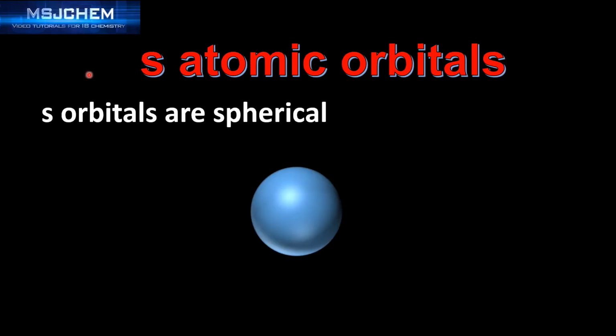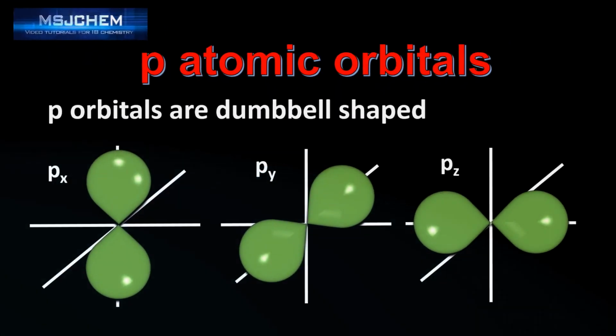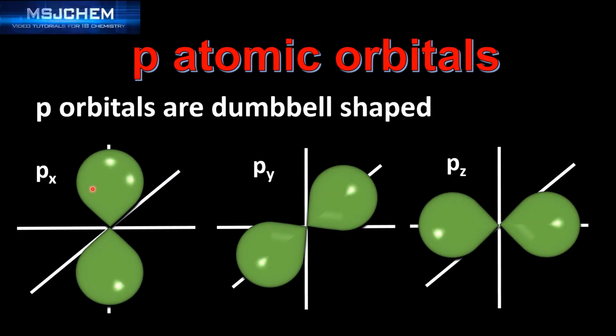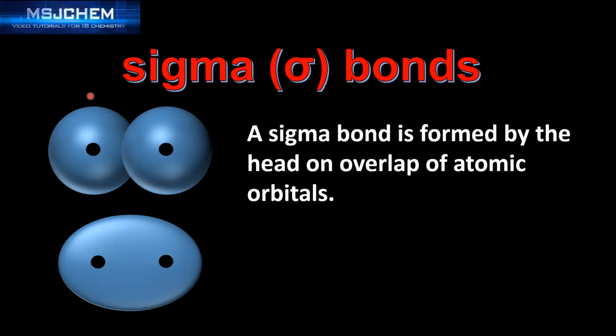Before we have a look at the formation of sigma and pi bonds, let's have a recap of atomic orbitals. So s orbitals are spherical, and here's an example. And p orbitals are dumbbell shaped, and there's three p orbitals in the p sublevel. There's px, py, and pz. So next we'll have a look at the formation of a sigma bond.